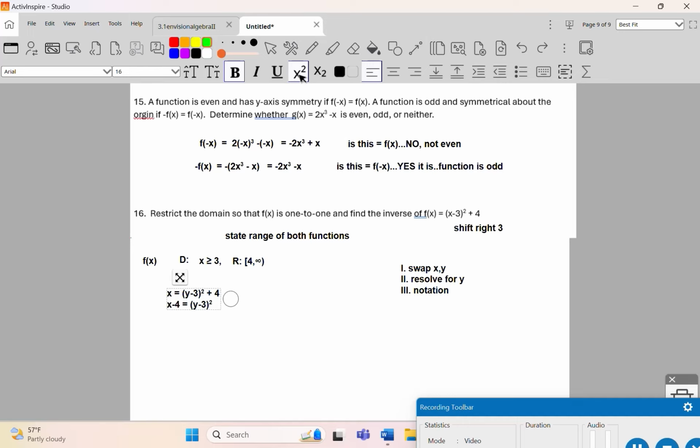I'm going to take the square root, and I can't type the square root here, so I'm just going to use the exponent rules. x minus 4 to the half is y minus 3. Add 3 to both sides. And then notation.